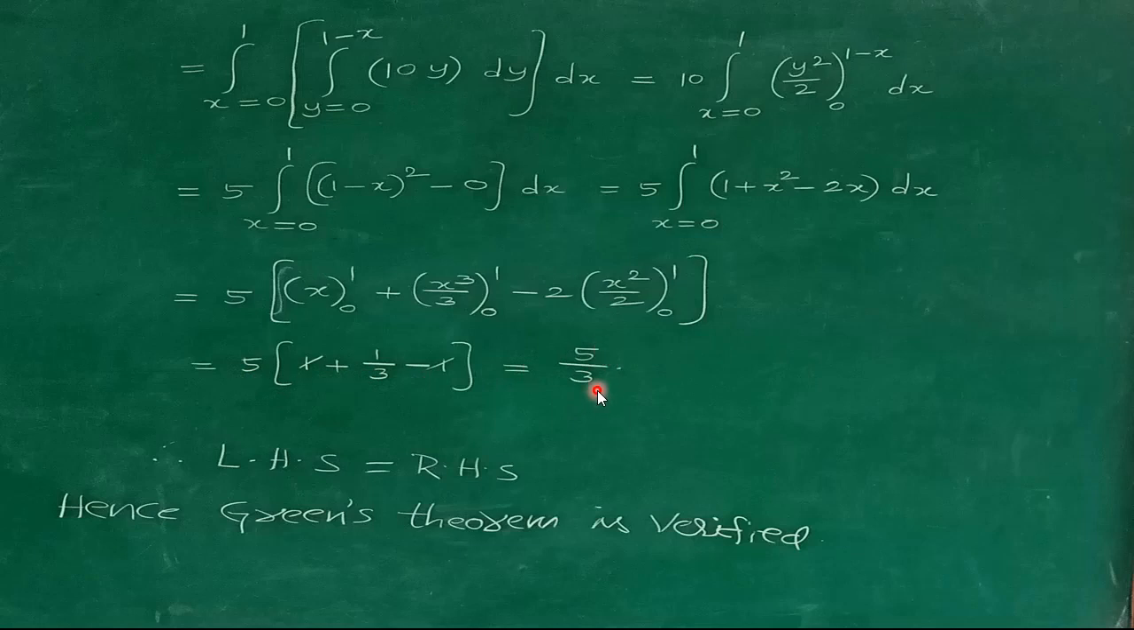So the LHS value is 5 by 3 and the RHS value is 5 by 3. Therefore LHS is equal to RHS. Hence Green's theorem is verified.